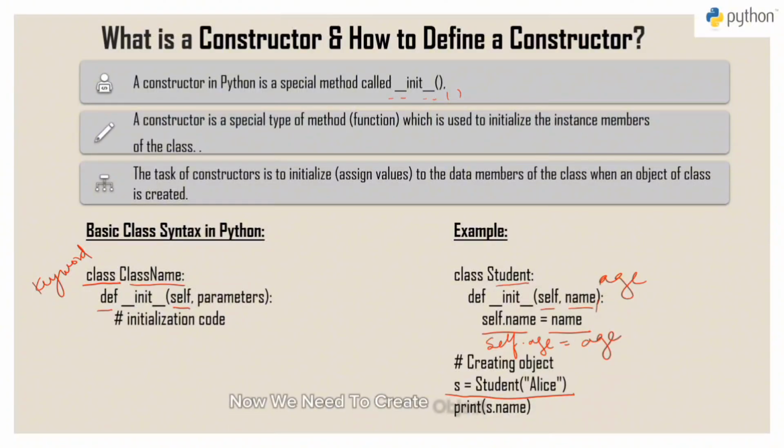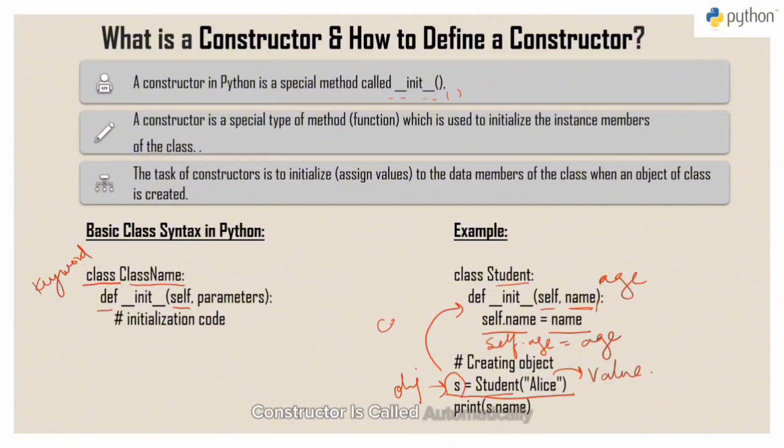Now we need to create an object of that class. So we have created the object. This is an object. This is a class name. Because I have passed the parameter, I need to pass the value for that parameter. So this is the value. When I am creating an object of a class, the constructor is called automatically. I don't have to explicitly write any code for calling the constructor. We will see this in detail when we write the entire program for this. Okay, so let's move forward.